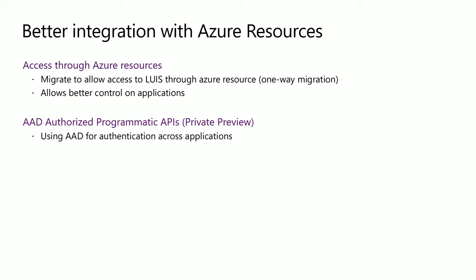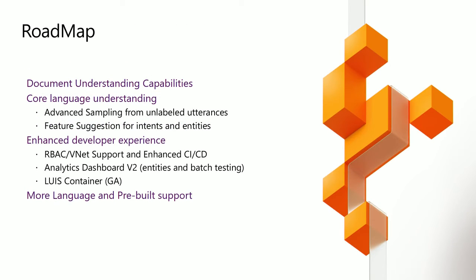Authentication using AAD is currently in private preview. We are working along with Cognitive Services to do role-based access control and VNet support, and that is upcoming in the next few months. So just to outline the roadmap moving forward with LUIS. We're growing the size of the input, so rather than utterances of 500 characters, to documents. So LUIS will manage document understanding.